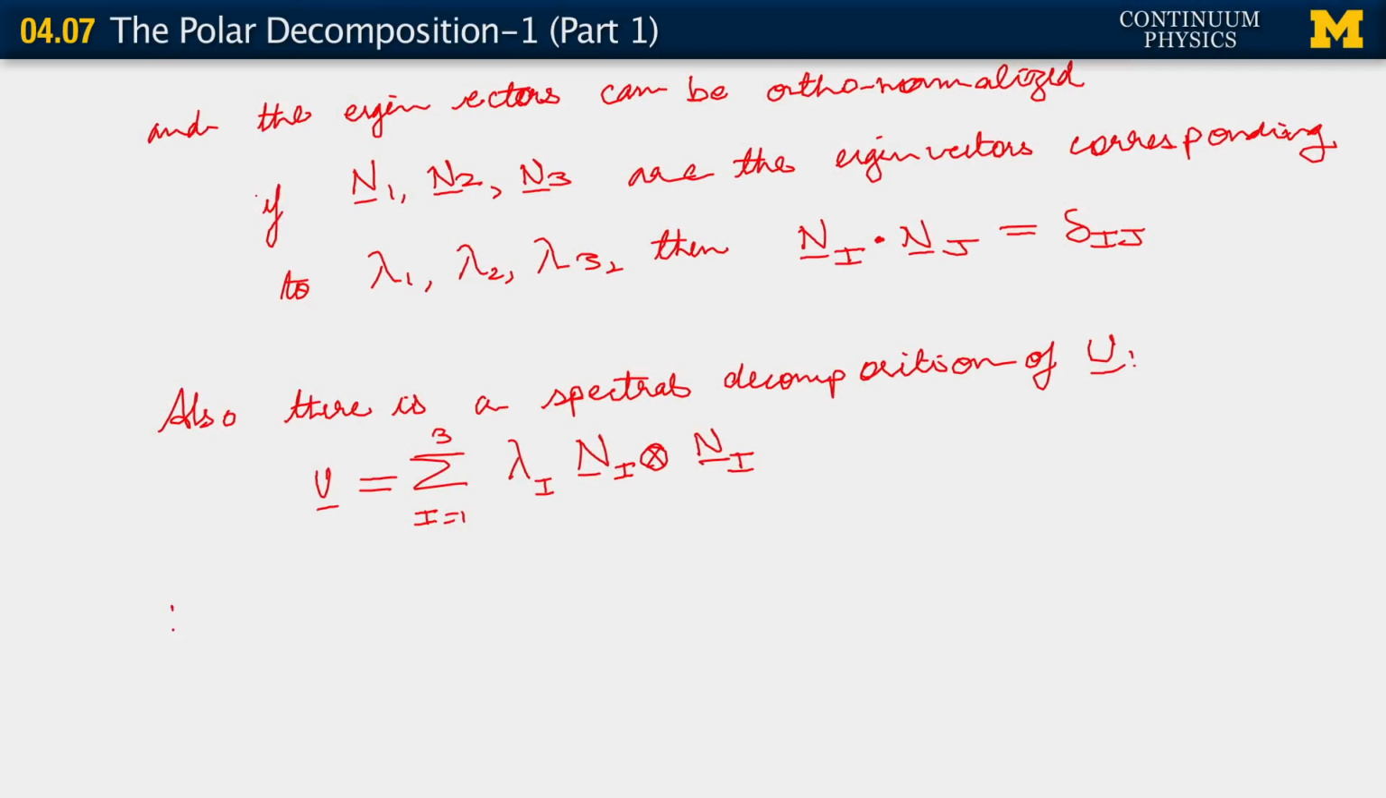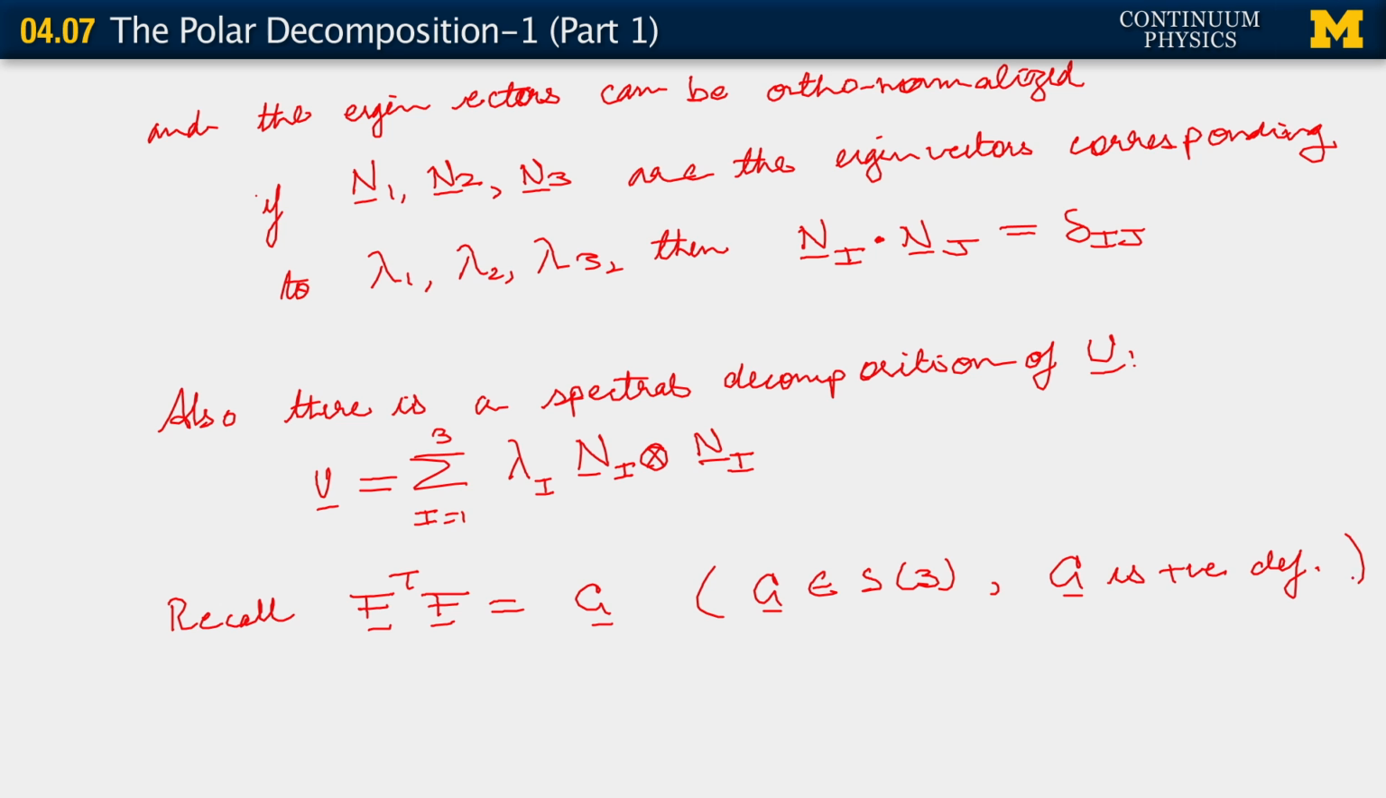Then we say, well, but wait a minute, recall that F transpose F equals C. C is symmetric, as we demonstrated in our previous segment, and C is positive definite. That's my abbreviation for positive definite. Okay, we proved this in the previous segment.